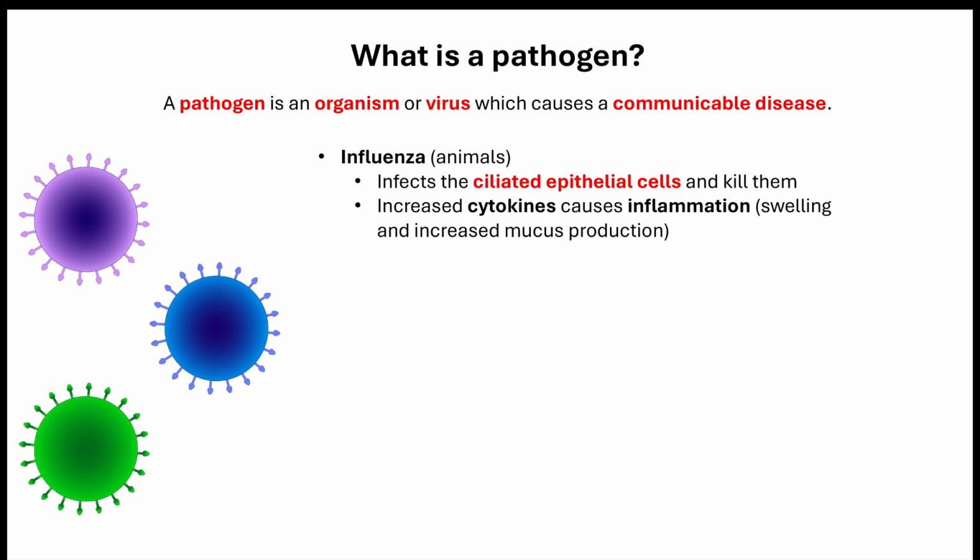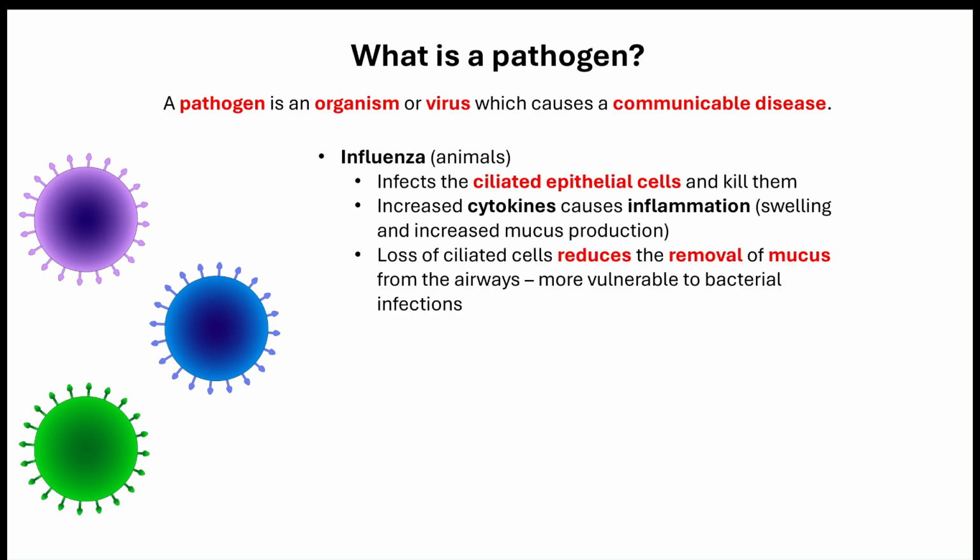And also it ends up with an increased mucus production. So we've got ciliated epithelial cells not functioning and the goblet cells are producing an excess of mucus. So this can become a real problem. So that loss of the ciliated cells reduces the removal of this mucus, therefore making the airways more vulnerable to other infections like bacterial infections, which is why it can result in pneumonia, which is a bacterial infection, because someone started off with the influenza virus affecting their cells.